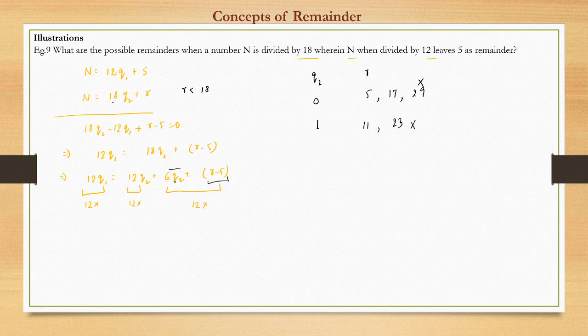Now if q2 is 2, this becomes 12, right? And the whole term has to be a multiple of 12. So if this is a multiple of 12, this has to be a multiple of 12 here. So either this can be 0 or 12. So r minus 5, if it is 0, r is 5. If r minus 5 is 12, this becomes 17. So this is the same case. Now it will start repeating. So what are the possible remainders? r can take values of 5, 11, 17. Only three values possible. 23 and 29 not possible.